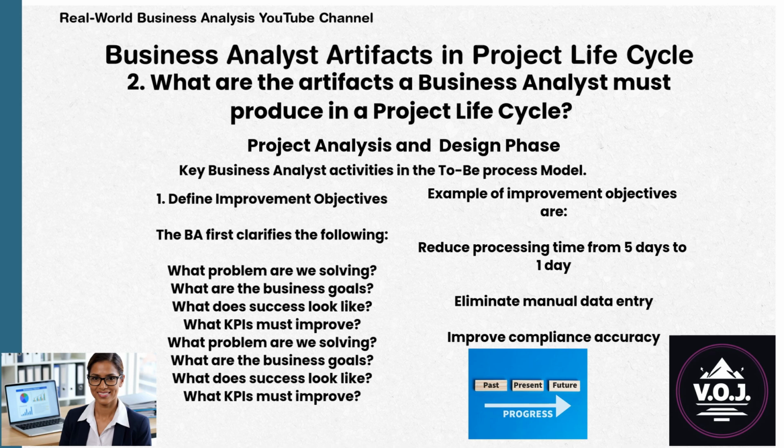What are the key business analyst activities in the to-be process model? Number 1 key business analyst activity is to define improvement objectives. The BA first clarifies the following. What problem are we solving? What are the business goals? What does success look like? And what KPIs must improve?